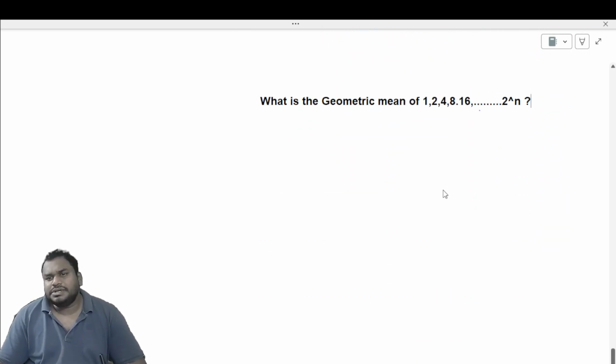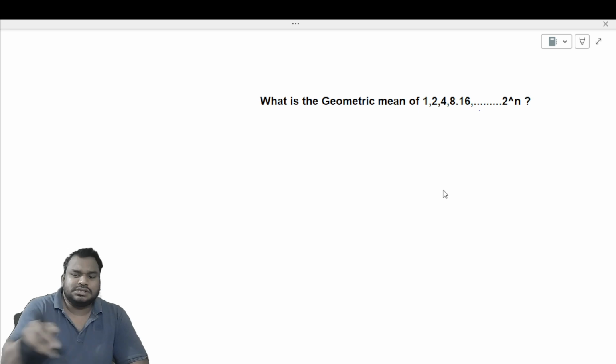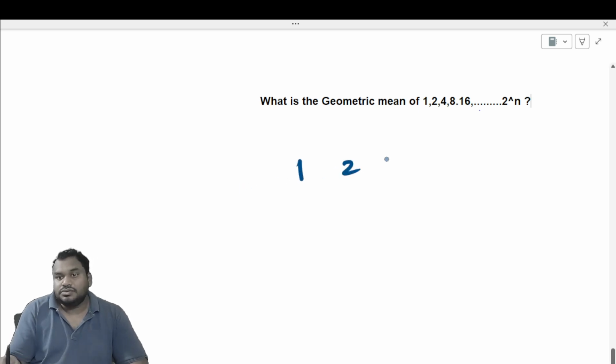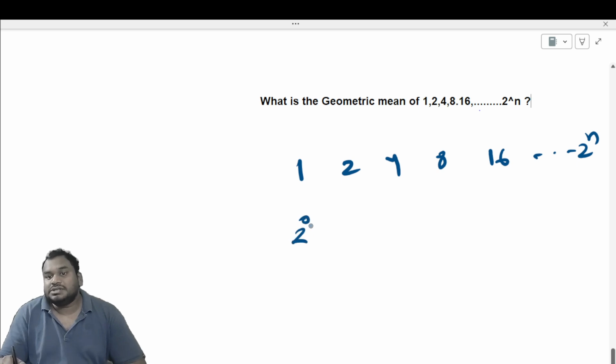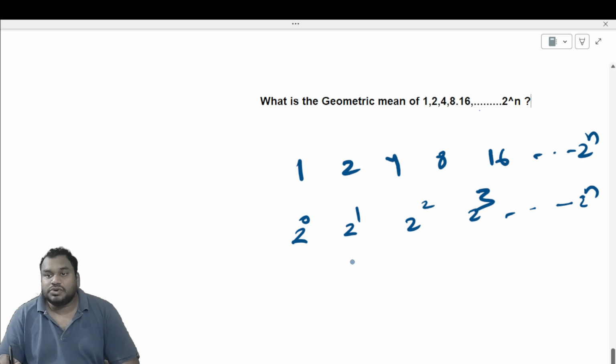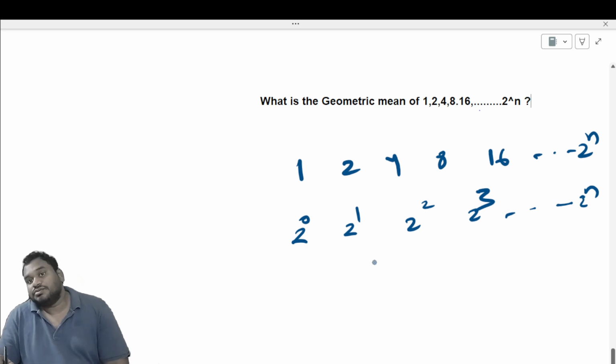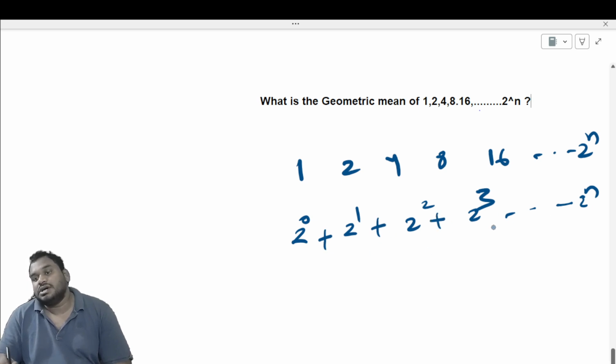Next, what is the geometric mean of 1, 2, 4, 8, 16 until 2 power n? See, 1, 2, 4, 8, 16 till 2 power n. This can be written as 2 power 0, 2 power 1, 2 power 2, 2 power 3, like that it is going until 2 power n. So they are in geometric progression. We need the mean, so first you find their sum, and then divide with n. Then you will get the mean value. So how to find this sum?